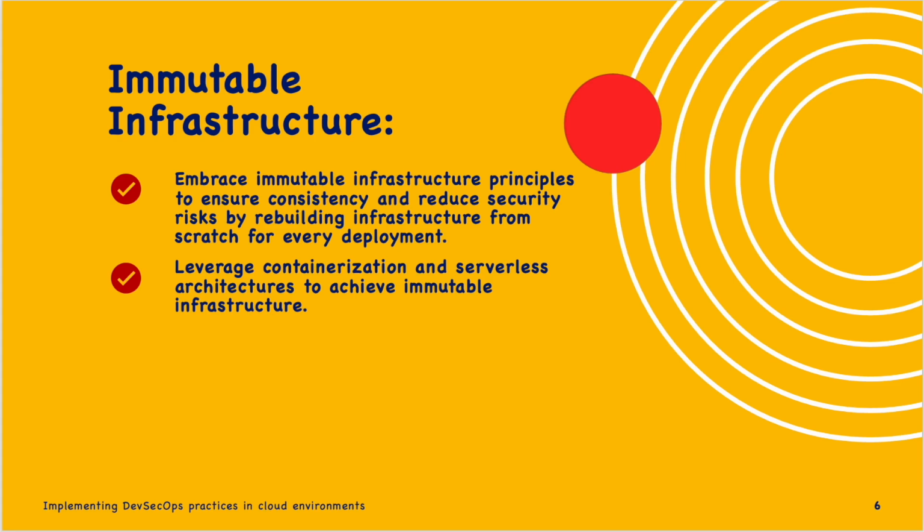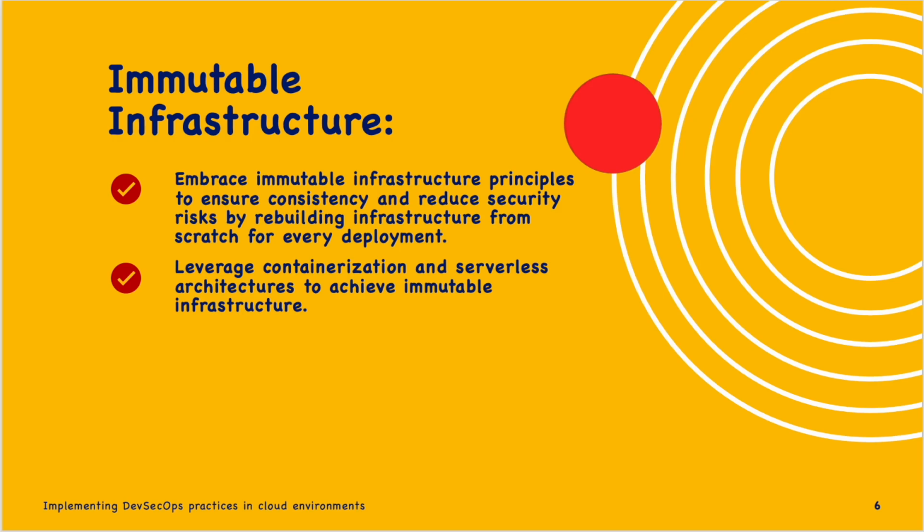Next is immutable infrastructure. Embrace immutable infrastructure principle to ensure consistency and reduce security risks by rebuilding infrastructure from scratch for every deployment. Immutable infrastructure is a concept in cloud computing where infrastructure components such as servers and containers are treated as immutable, which means they cannot be changed after they are deployed. So instead of modifying existing infrastructure, changes are made by creating new, updated instances and replacing existing ones. This approach helps ensure consistency, reliability, and security by eliminating configuration drift and reducing the attack surface.